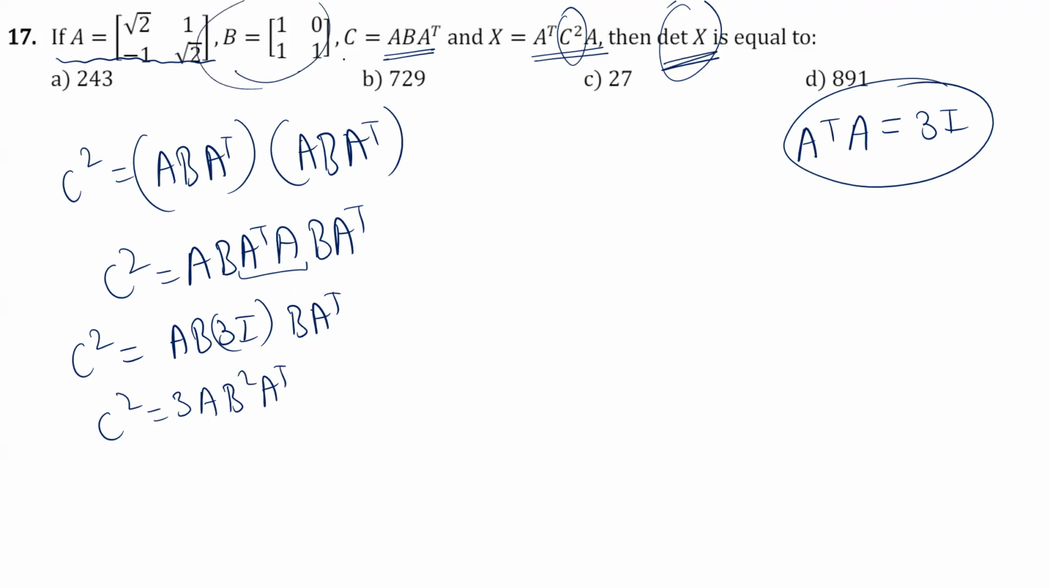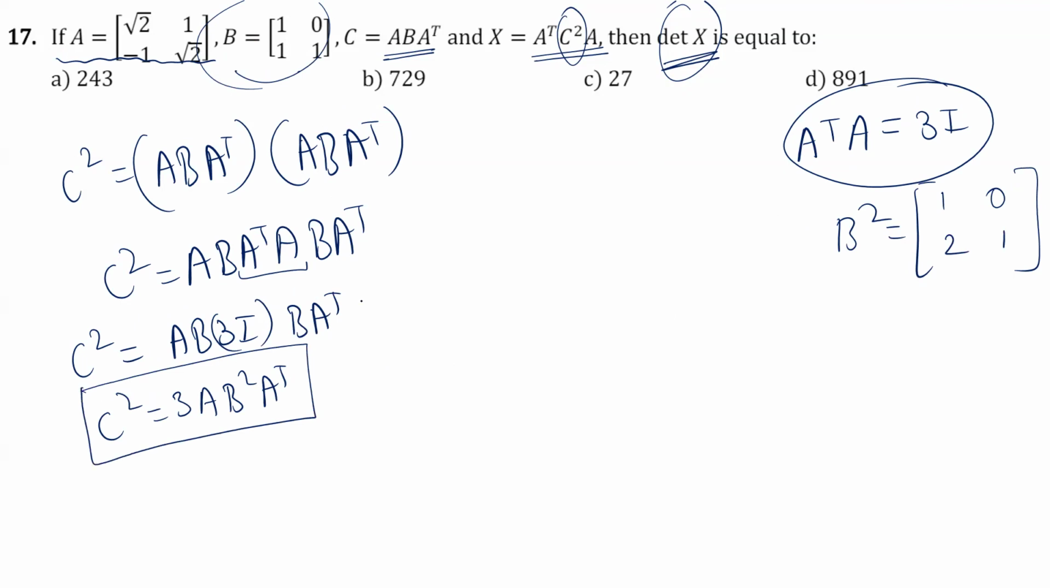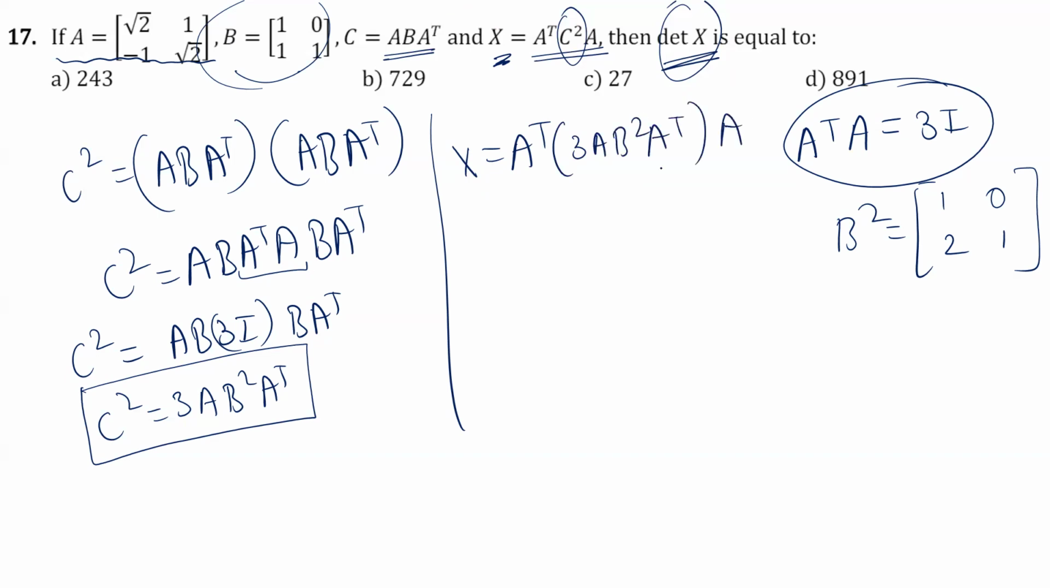And what about B square? If you calculate B square, this will come out to be 1, 0, 2, 1. Okay, but we will keep that as it is for now. We will use that later. So C square we know. Now we need X, basically determinant of X. So X will be A transpose, C square is how much? We will write it here. A B square A transpose and then A.